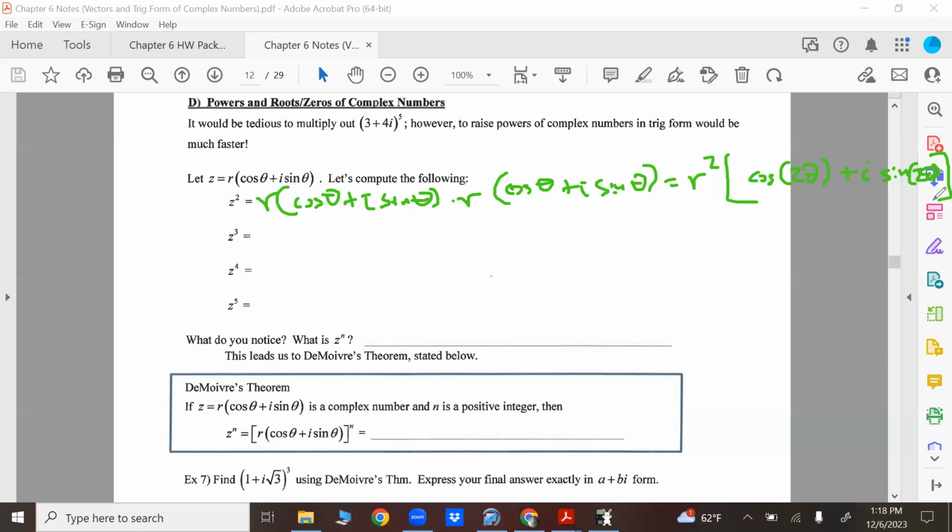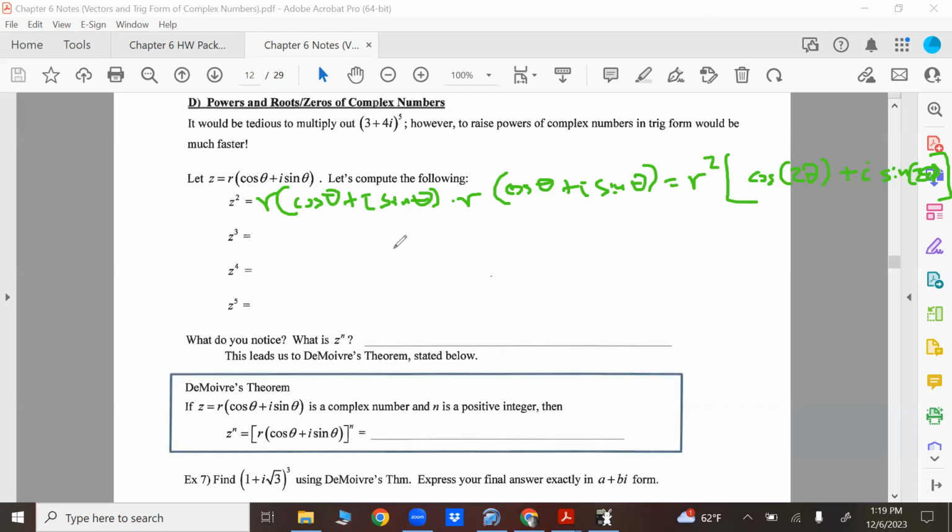Cosine squared minus sine squared, cosine. And here you can talk about i. What sine theta is, that's sine 2 theta, 2 times sine theta cosine theta. Just use the addition formulas. That's where the double angle comes from. So that's what happens when you square z, right? You square that, you get this. Now I'm not going to do all these in their full glory because it just takes way too long. So I'm just going to show you what happens.